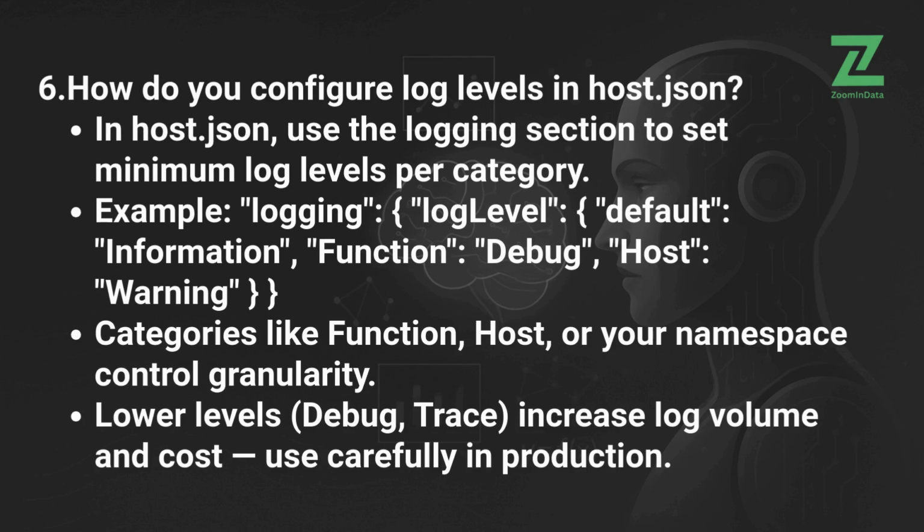How do you configure log levels in host.json? In host.json, use the logging section to set minimum log levels per category. Example: logging, logLevel, default: Information, Function: Debug, Host: Warning. Categories like Function, Host, or your namespace control granularity. Lower levels, Debug and Trace, increase log volume and cost. Use carefully in production.